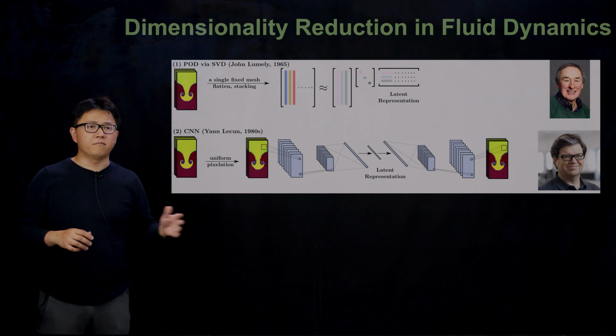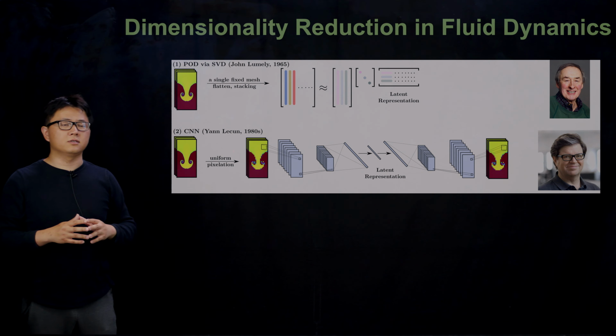The second family of methods is called convolutional neural networks. So basically you treat fluid mechanics data as images. You do some uniform pixelization. Once you do that, you can perform a standard convolutional autoencoder, and you're getting this latent representation right here as a small vector over here.